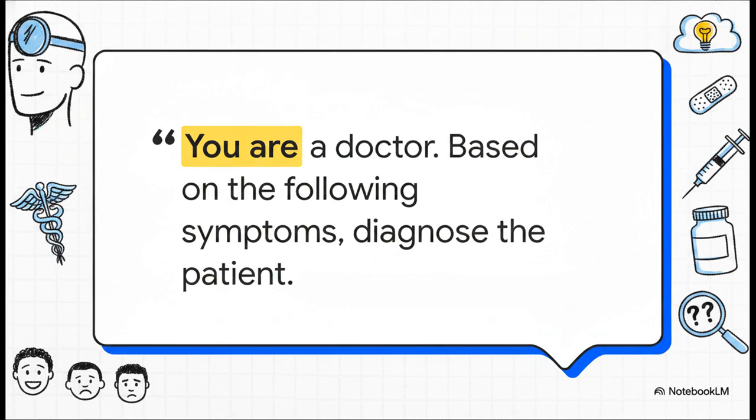Now imagine me asking you for advice on a scrape on my arm versus a medical professional diagnosing a complex illness, right? By assigning a persona, you immediately shift the context and the tone of the AI's output. You can tell it to be a helpful customer service agent, a rigorous data scientist, or even a whimsical poet. It frames the entire response, bringing in the vocabulary and expertise associated with that exact role.